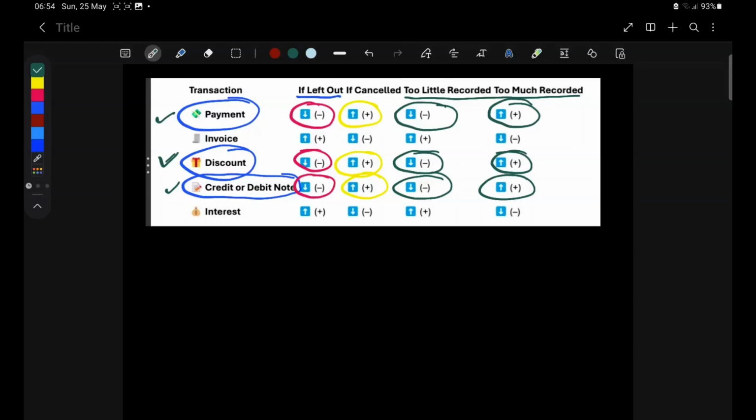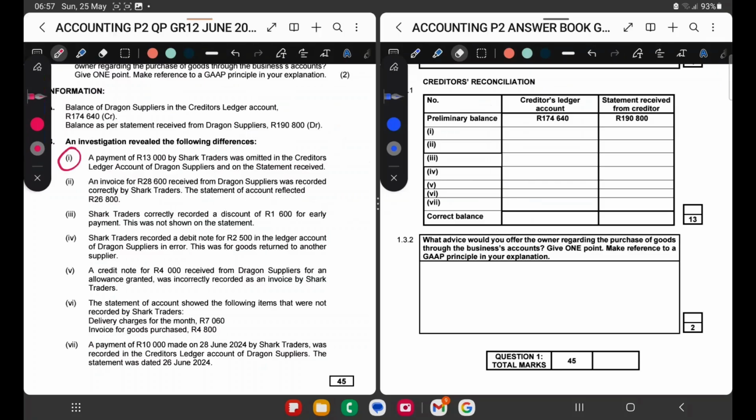I'm going to go back to my creditors recon and I'm going to do it using this template over here. Adjustment number B1 says a payment. Very important: a payment of 13,000 by Shark Traders was omitted. So that means it was left out, eh? So something was left out. Where was it left out? It was left out in the creditors ledger of Dragon Suppliers.